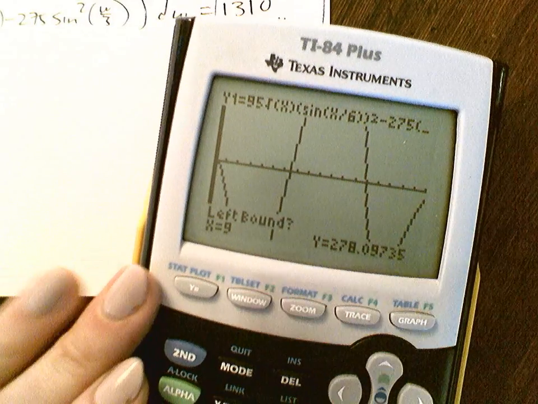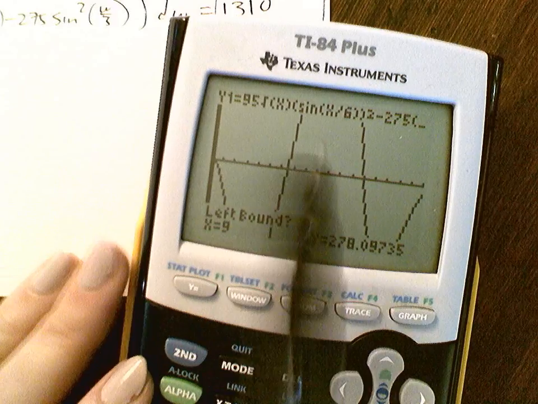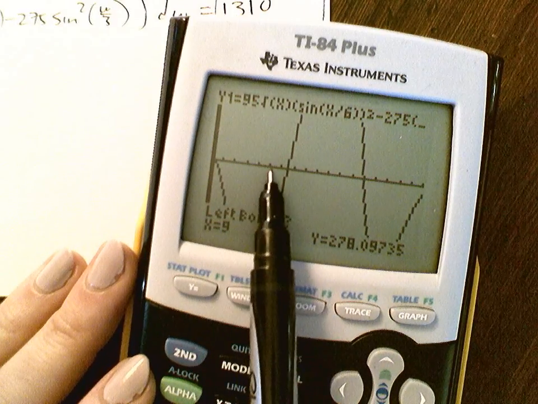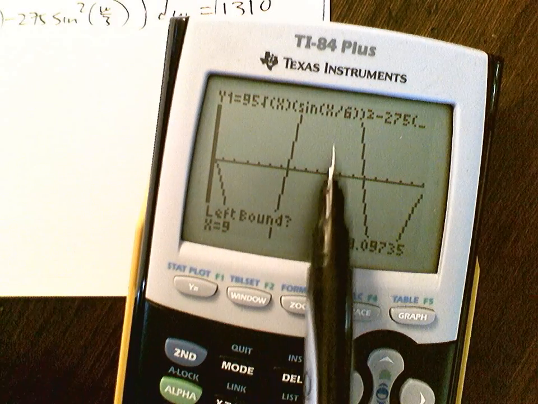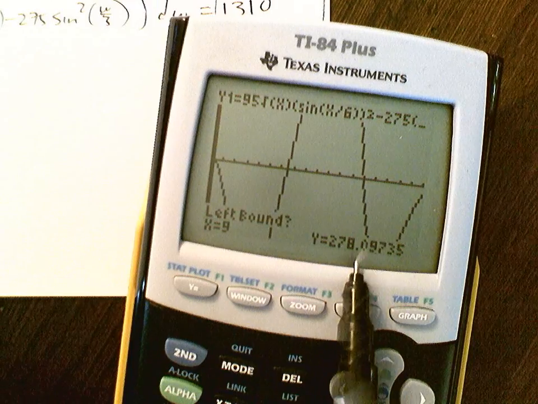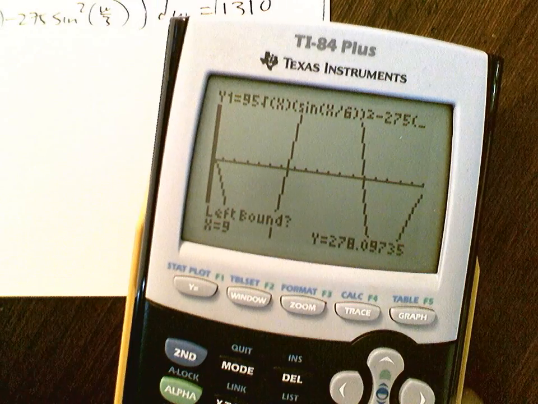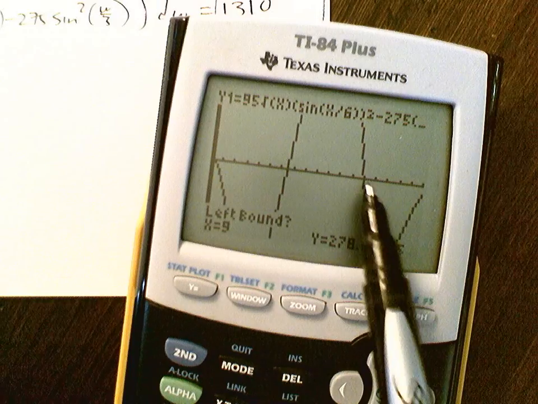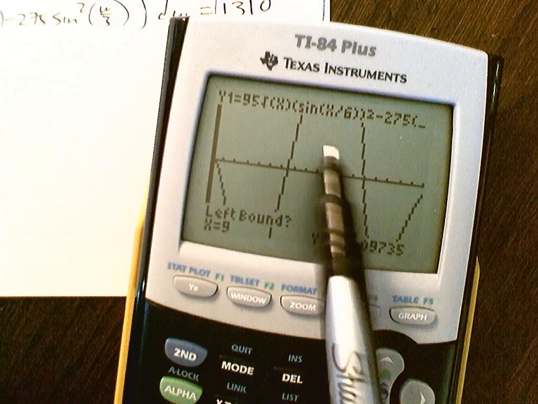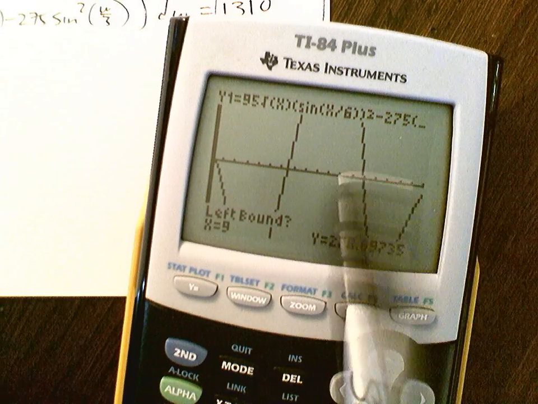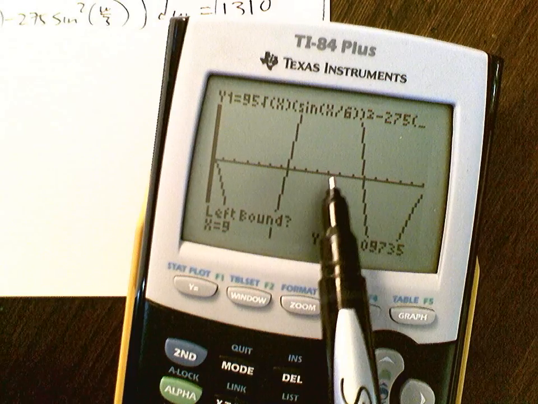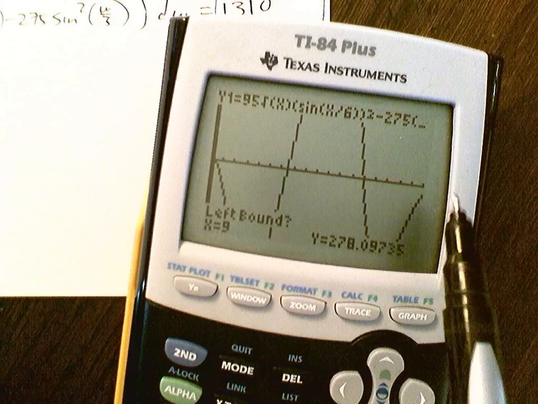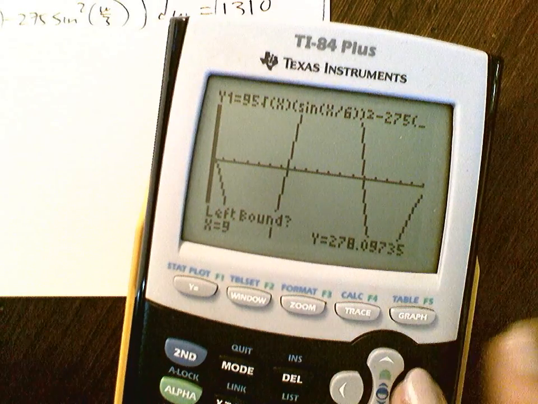Now, right now, I start at x value 9. I'm already over here. Notice the y value is really high, so I'm way up here somewhere. So I'll do this one first, because I've got to pick a point to the left of what I'm looking for, pick a point to the right of what I'm looking for, and then hit enter a third time.